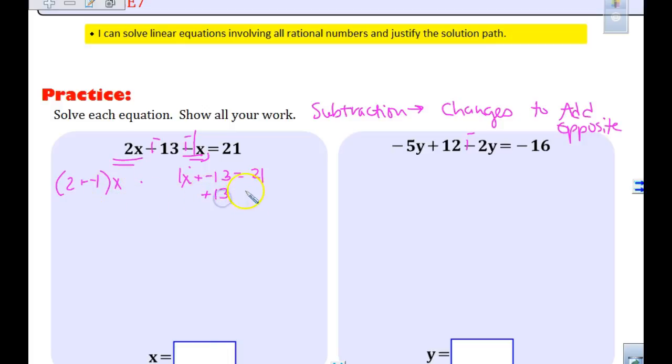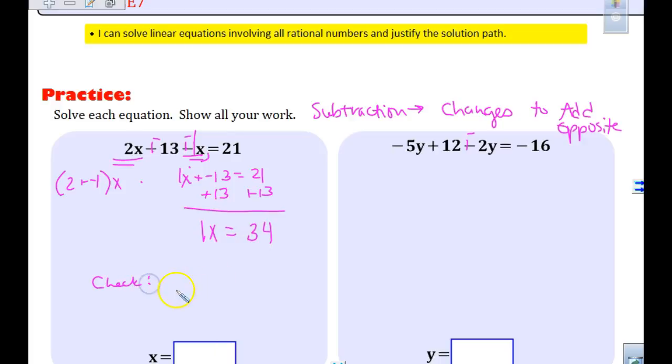I am pretty much done with this question, right? Because when I added my like terms, it came out to be a 1x, and that's what I'm solving for. I add 21 plus 13, and I get 34. So 1x minus 13 should have 34. We want to check.